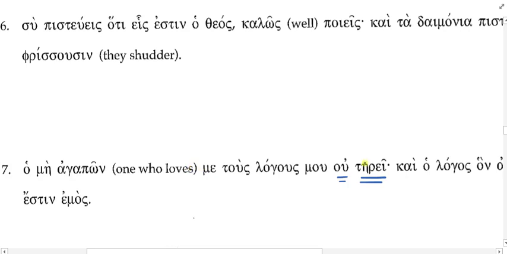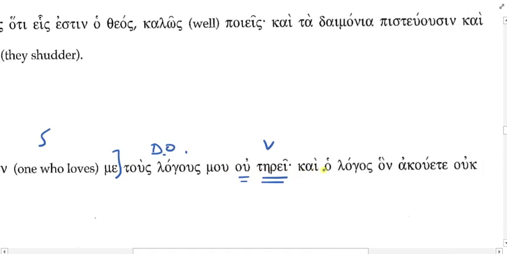So the one who doesn't love me does not keep. So this whole thing is the subject, and this is the main verb. The one who doesn't love me, u tere, does not keep, and then this is the accusative noun. It's the direct object of that main verb. Does not keep what? Tus logus mu. The words of me, which is to say my words. Okay?